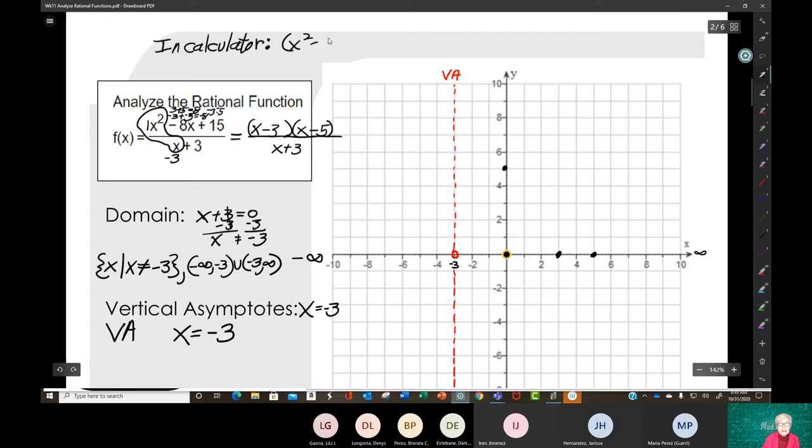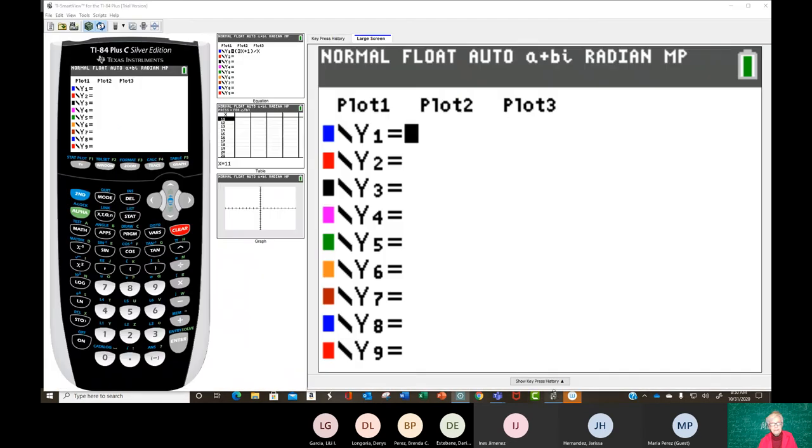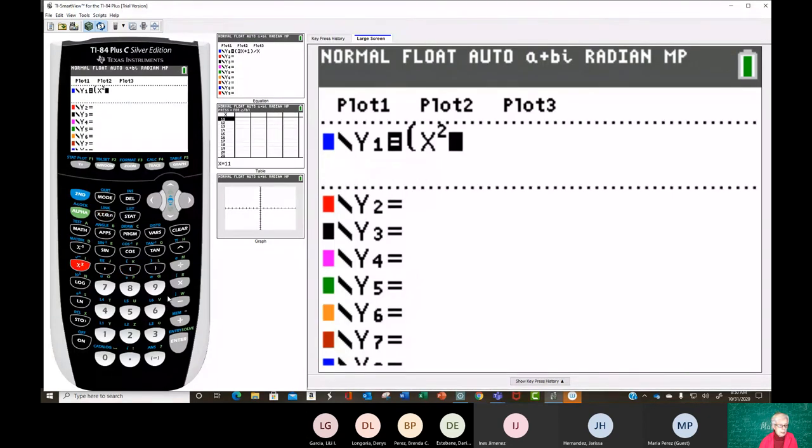Left parenthesis, x squared minus 8x plus 15, parentheses closed, divided by parenthesis x plus 3, parentheses closed.